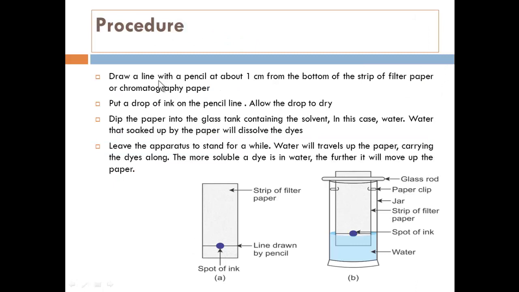Procedure: draw a line with a pencil at about 1 cm from the bottom of the strip of the filter paper or chromatography paper. Put a drop of ink on the pencil line. Allow the drop to dry. Then dip the paper into the glass tank containing the solvent, in this case water. Water that is soaked up by the paper will dissolve the dyes. Leave the apparatus to stand for a while. Water will travel up the paper carrying the different dyes along. The more soluble a dye is in water, the further it will move up the paper.